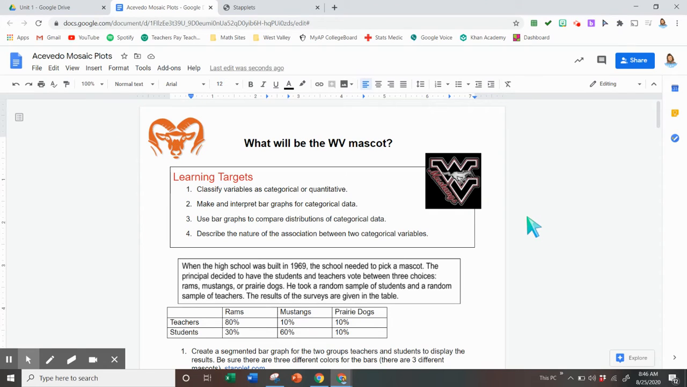All right, here we go. So today we're going to be talking about mosaic plots. For our activity, we're going to be talking about the West Valley mascot. So what will be the West Valley mascot?